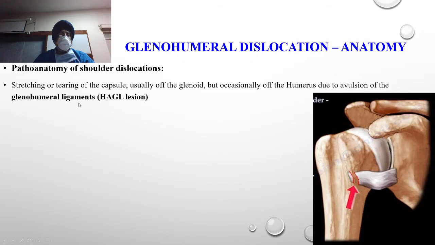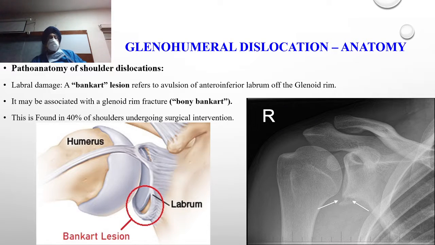Pathoanatomy of the shoulder dislocation: stretching or tearing of the capsule, usually off the glenoid, but occasionally off the humerus, due to the avulsion of the glenohumeral ligament. So this is the glenohumeral ligament. There is the avulsion or tear. Then pathoanatomy of the shoulder dislocation, labral damage, that is a Bankart lesion, refers to the avulsion of the anterior inferior labrum of the glenoid. So this is the Bankart lesion.